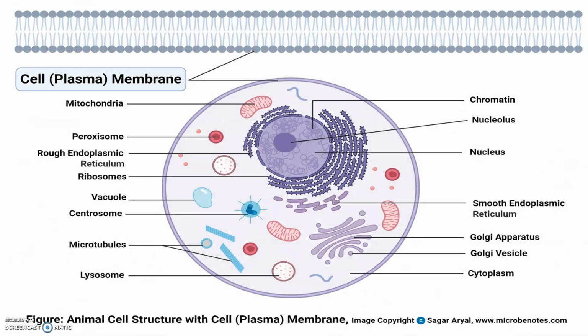So this is a picture of an animal cell showing some of the more important organelles, and we're going to focus today on the nucleus, the smooth and rough endoplasmic reticulum, the mitochondria, and then a little bit about the Golgi apparatus as well, and of course the cell membrane.